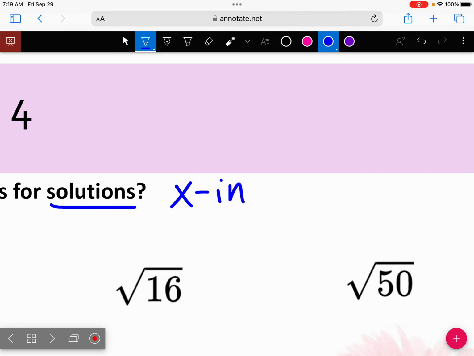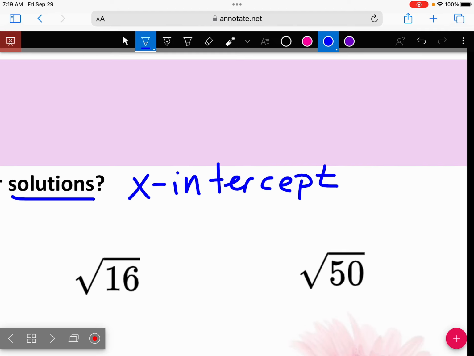X-intercept, root, and zero. Those all mean the same thing. Solutions, x-intercepts, roots, zeros. They are used interchangeably. You will see all of them in questions that are asked. So it's really, really important that we remember those words all mean the same thing.